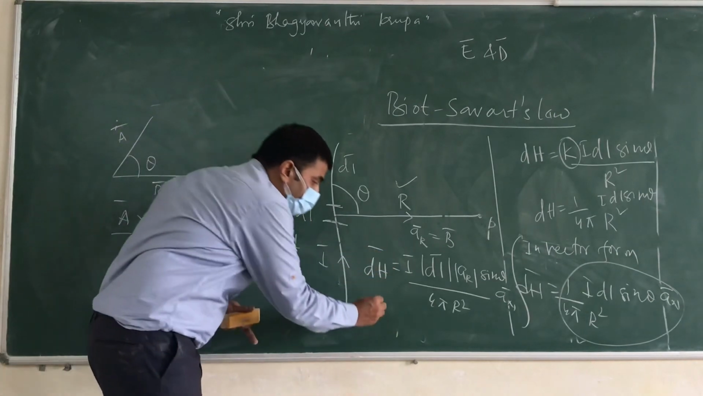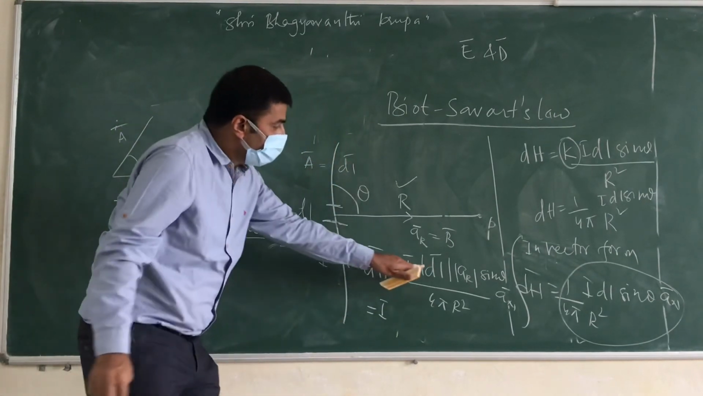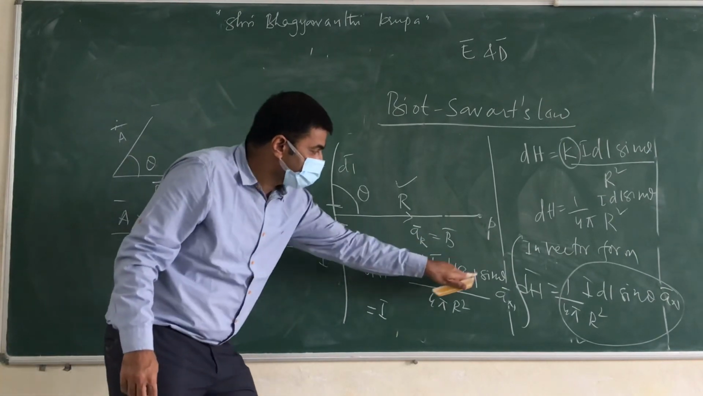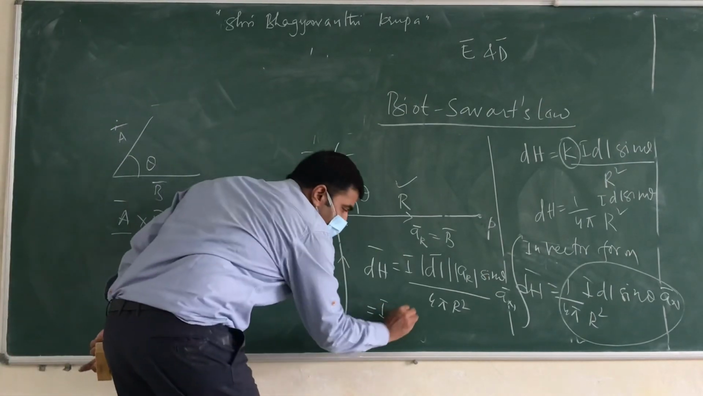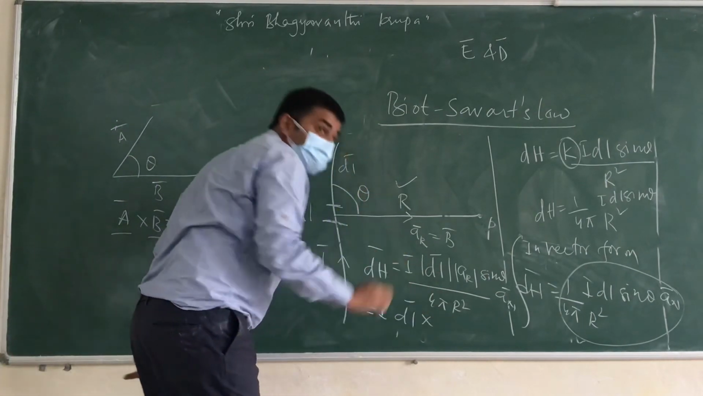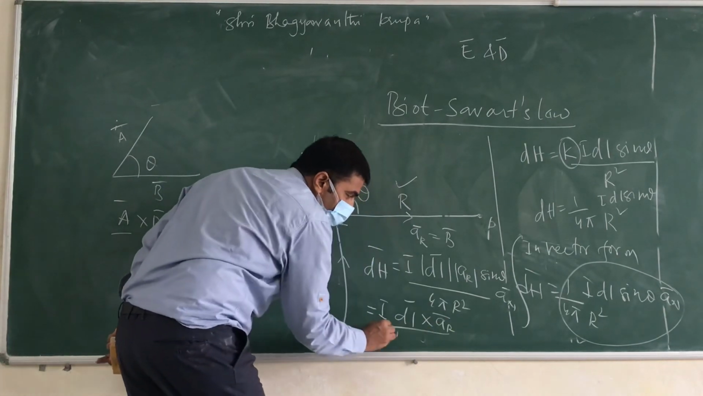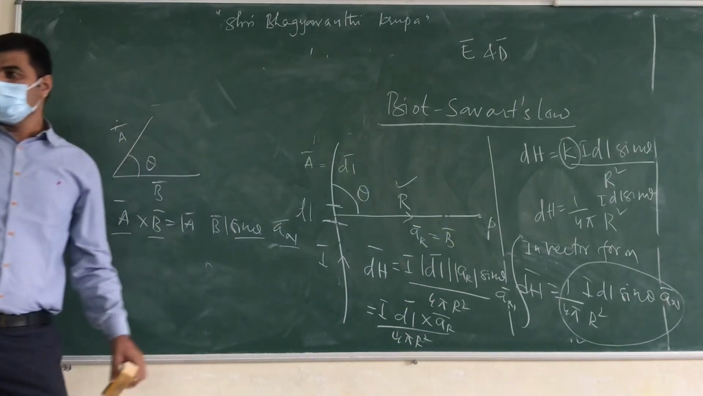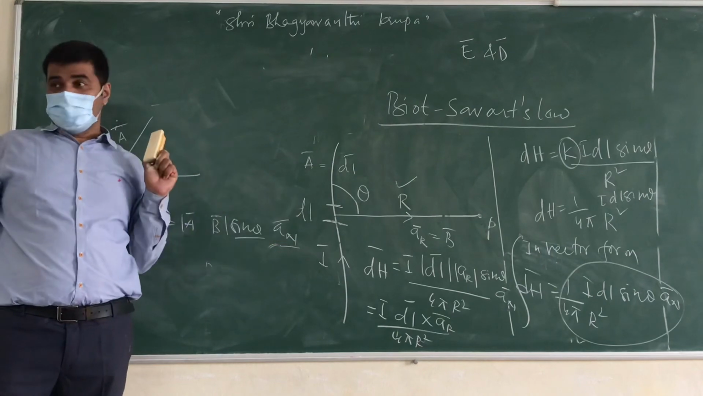No. Can I write this as I? How can I write this? This together: I dL bar cross aR bar divided by 4 pi r square. That's all. Is it clear? This is in vector form.